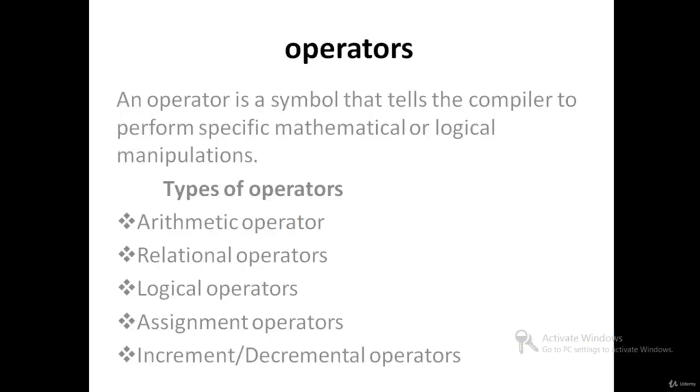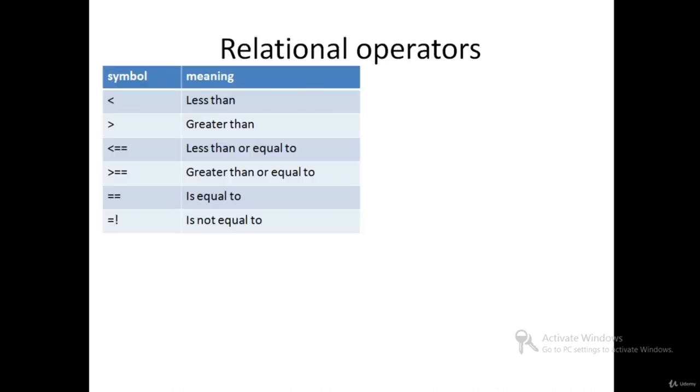Okay, now let's go to the relational operators. These operators are used to compare two variables or values. These are mainly binary operators. And then the result of relational operators is either true or false. So the symbols used in relational operators for comparisons are the greater than sign, less than sign, less than or equal sign, greater than or equal sign, equal to sign, and then not equal to sign.